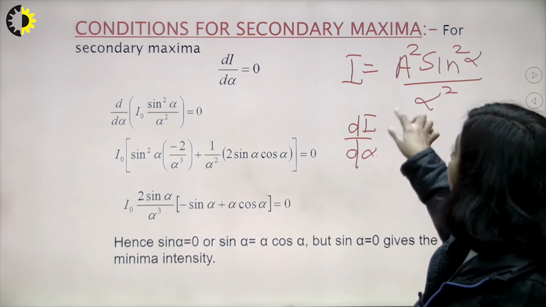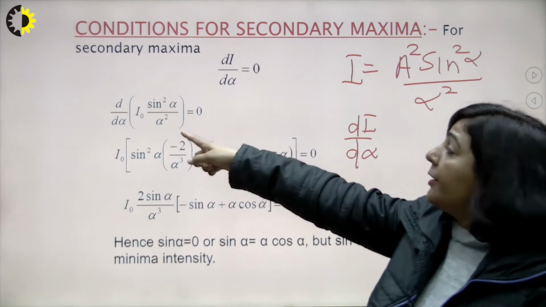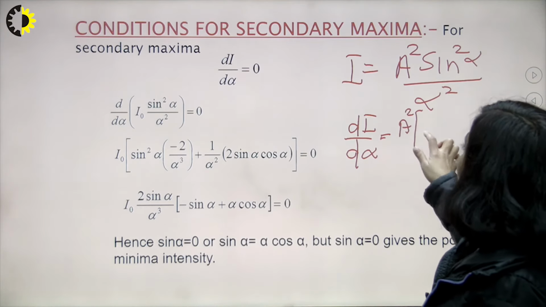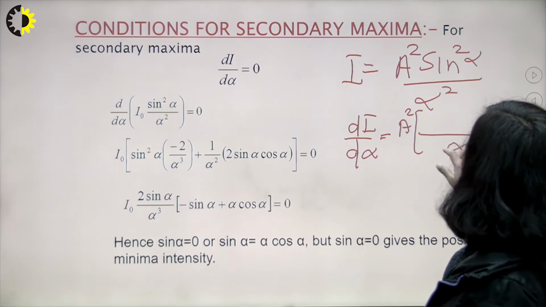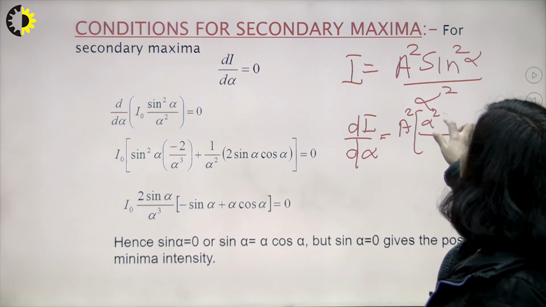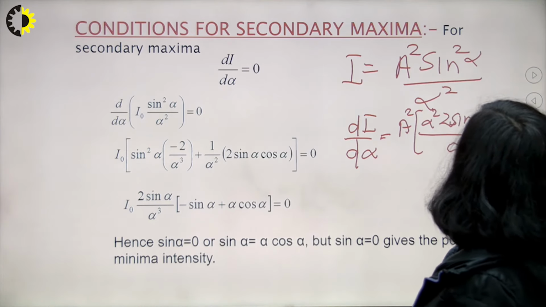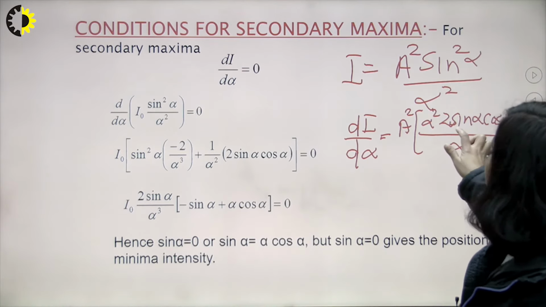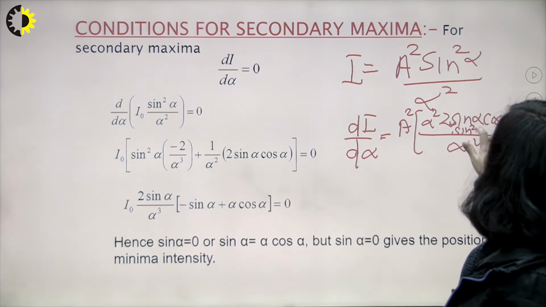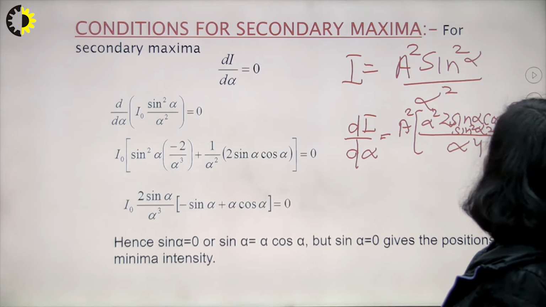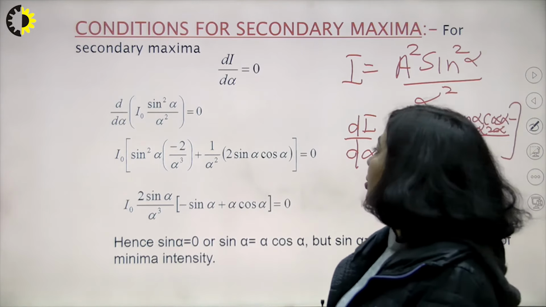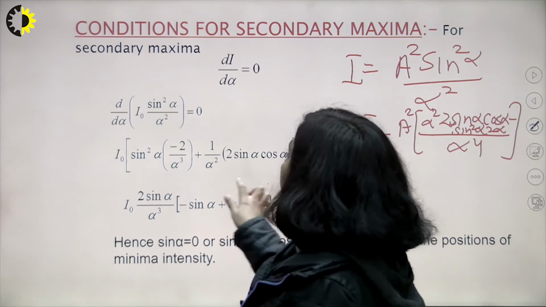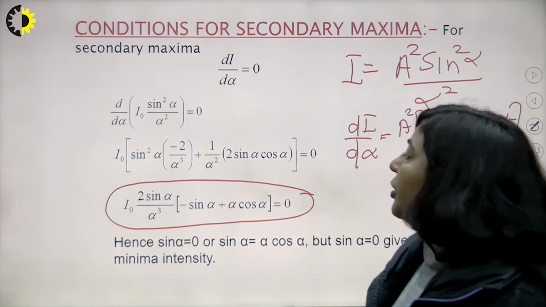This a square is written as I naught here. So this is equal to a square, and if you differentiate it, it will be alpha to the power 4, then alpha square times 2 sin alpha cos alpha, minus the second part, sin square alpha times 2 alpha. That is the differentiation, and after differentiating you get this condition.